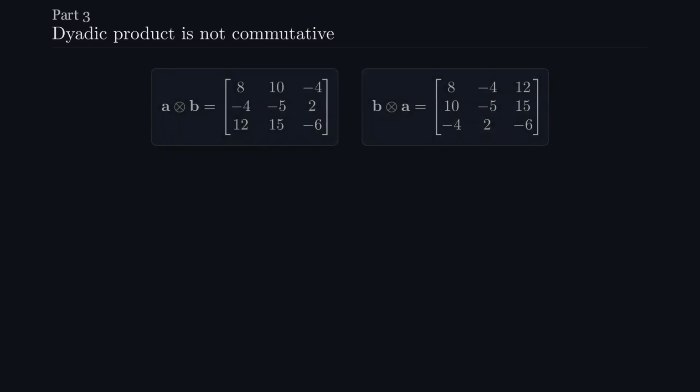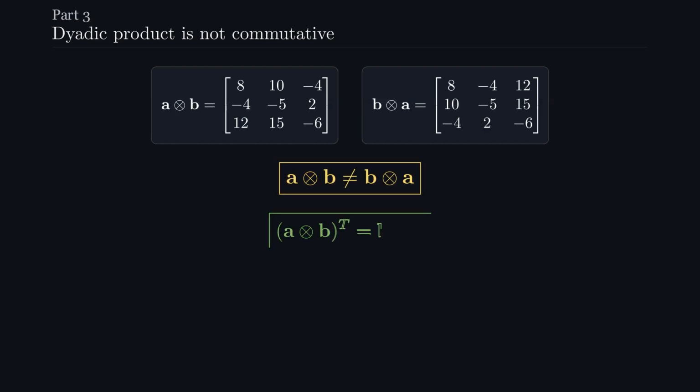The dyadic product is not commutative. Swapping the order changes the matrix. However, the transpose of the tensor A ⊗ B is B ⊗ A. That is a useful identity for checking signs and index order.